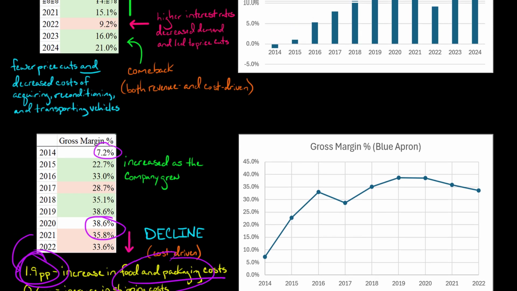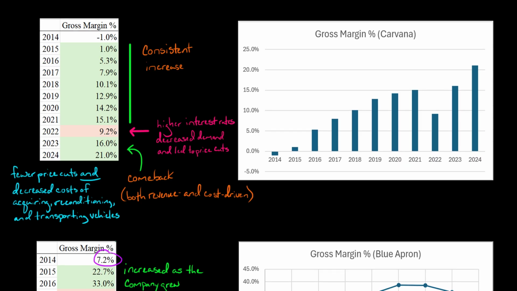So the next company we're going to look at is Carvana. Man, if you own stock in Carvana, it went on a wild ride. That company's stock significantly went up, then significantly went down, and now is back up. And so you see in 2014, Carvana actually had a negative gross margin, meaning that at that point they're selling the products for less than their cost. But it became positive in 2015. It was getting better and better.